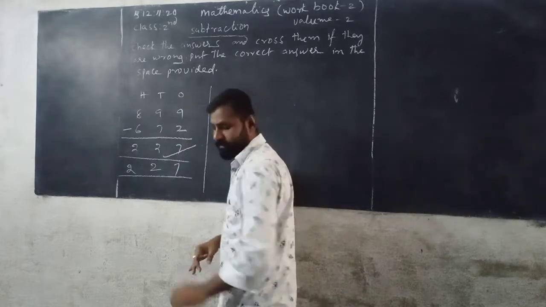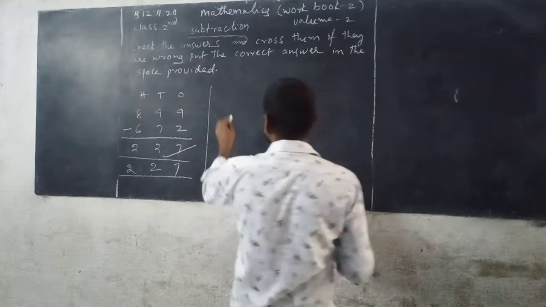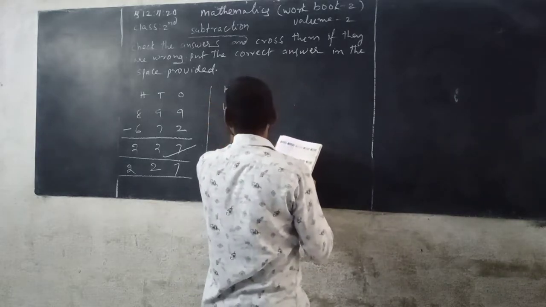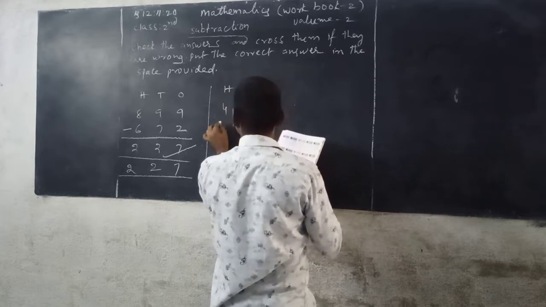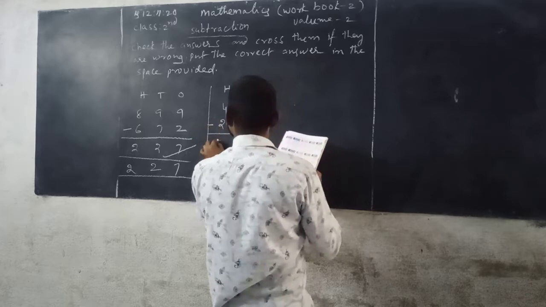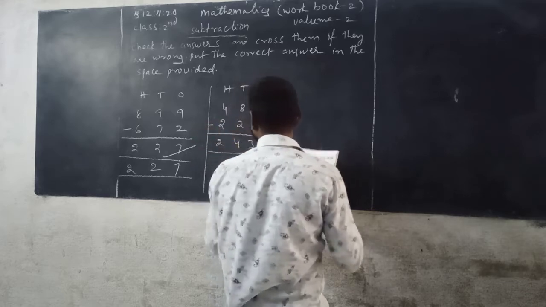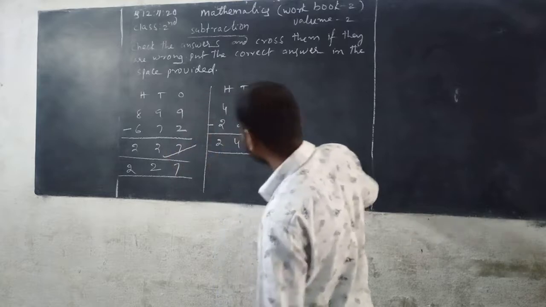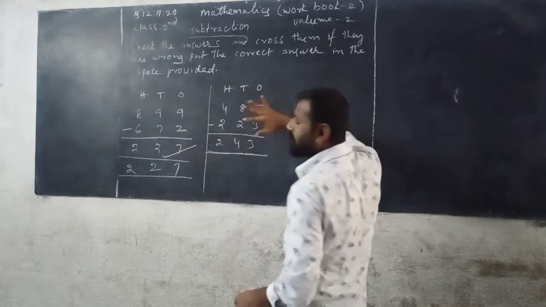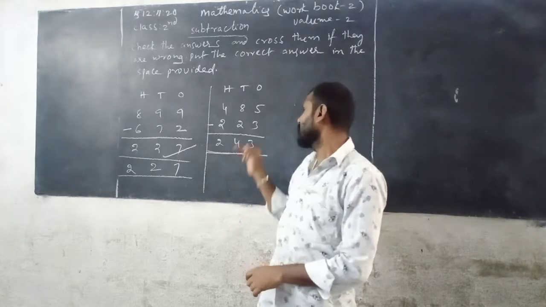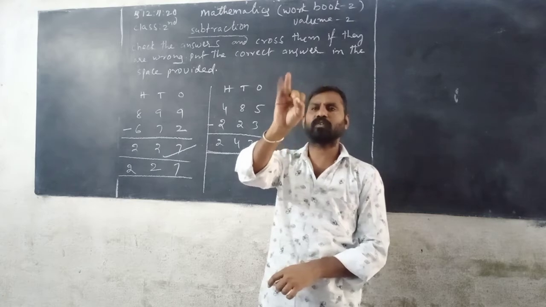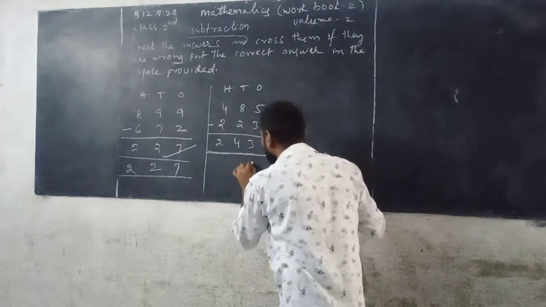Now next one. This is hundreds place, tens place, ones place: 485 minus 223. Once you check it, the difference given is 243. See, once again, check it. 5 minus 3, you can get 2 only. You can count 3 after to reach 5: 3 after 4, 5. How much do you get? 2. So you write 2 down in the ones column.